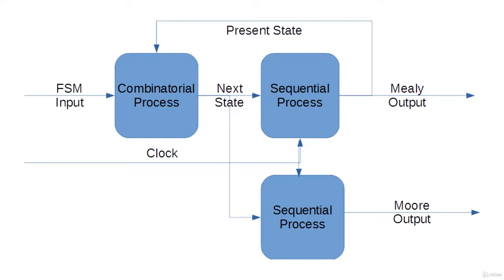If we want both Mealy and Moore outputs to be registered, this is how we would do it. Basically, for the Moore output, which is a sequential process, we take the next state, which would tell us what the next Moore output would be, and then output the Moore output. And the sequential process for the present state calculation would output the Mealy output.